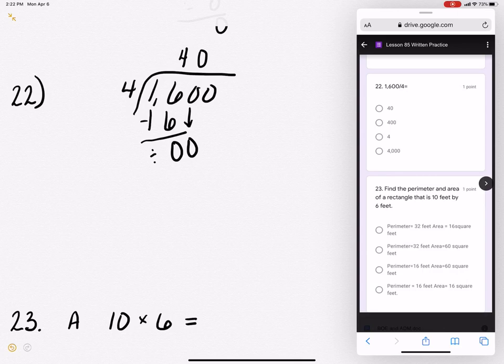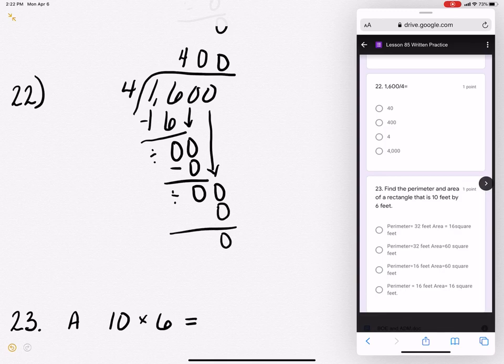4 goes into 0 0 times. 0 times 4 is 0. 0 minus 0 is 0. Bring down your 0. How many 4s are in 0? 0. 0 times 4 is 0.